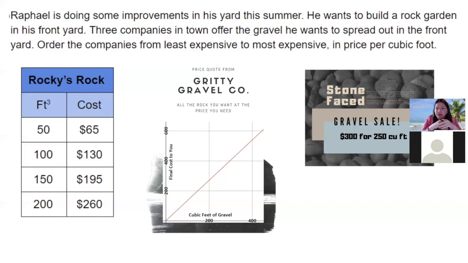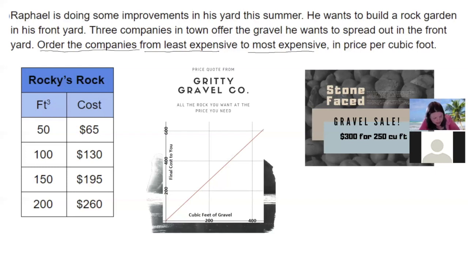So again, let's go ahead and look at what they're asking us to do or to find. We see that in the last sentence there. It says, order the companies from least expensive to most expensive. So once again, we're doing what they call comparing functions or comparing unit rates on the GED. But notice they tell us what they want us to compare exactly. They say they want us to compare it in price per cubic foot. So we can't compare these things until we know these things. So let's be really neat about our work and make sure we find the price per cubic foot in each scenario. So let's look at Rocky's rock first.